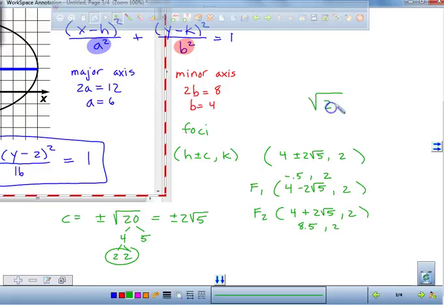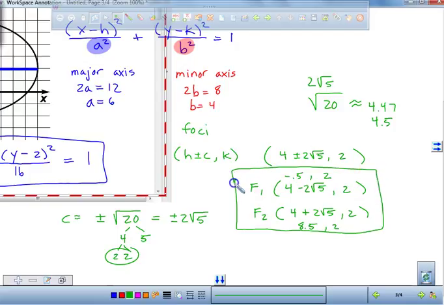Here's why. The square root of 20, also known as 2 radical 5 if you're simplifying, is approximately 4.47, which is ridiculously close to 4 and a half. So if you're at a 4 and you take away 4.5, that leaves you at a negative half. And if you take a 4 and you add 4.5, that leaves you at an 8.5. So this right here is what I want you to write on your paper for the coordinates of the foci. These are the exact coordinates right here. These are the approximate values. The decimals are the approximate. The ones with the radicals are the exact.